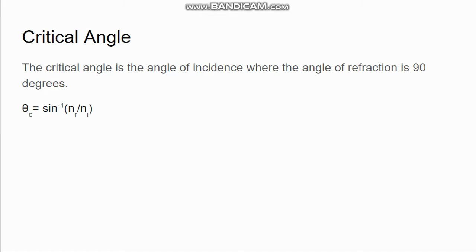The critical angle is the angle of incidence where the angle of refraction is 90 degrees, and that equation is theta critical equals inverse sine of n r over n i. Here's an equation sheet for optics if you need it.